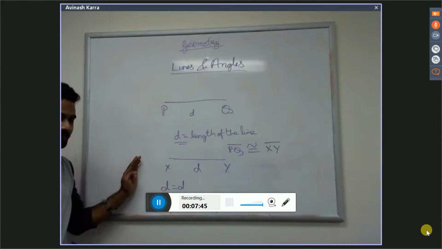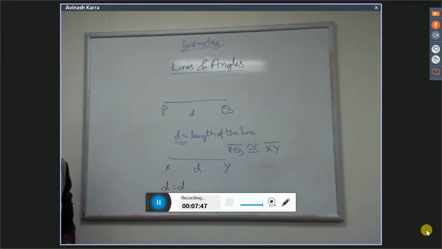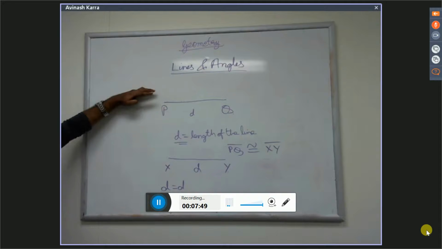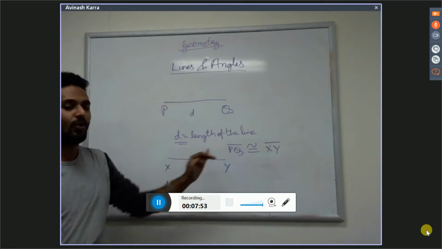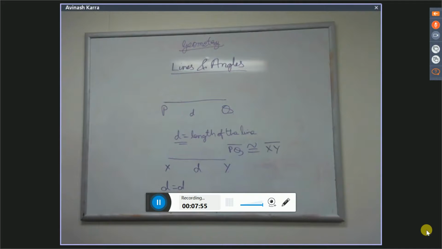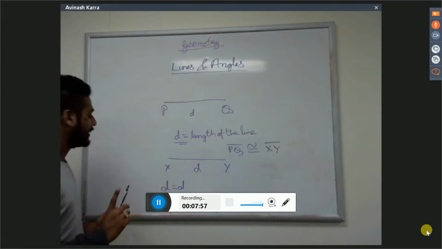Is it clear? When the distances are equal, then the line segments are congruent. Okay?